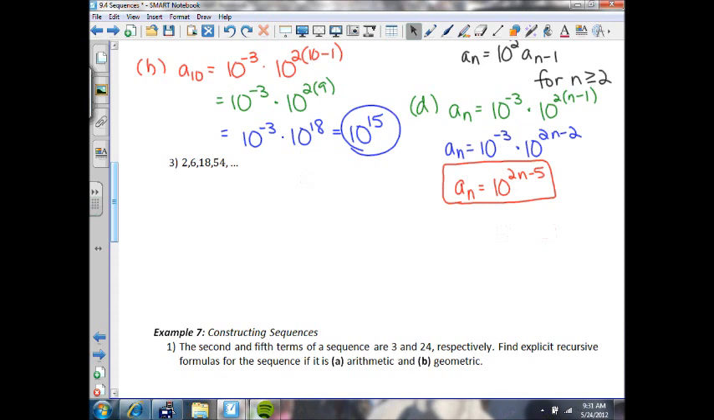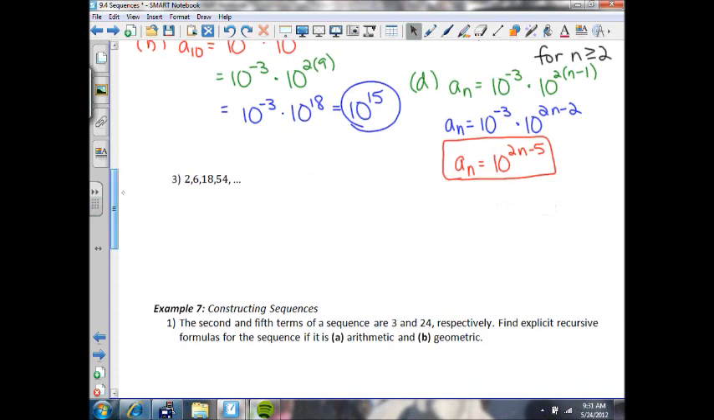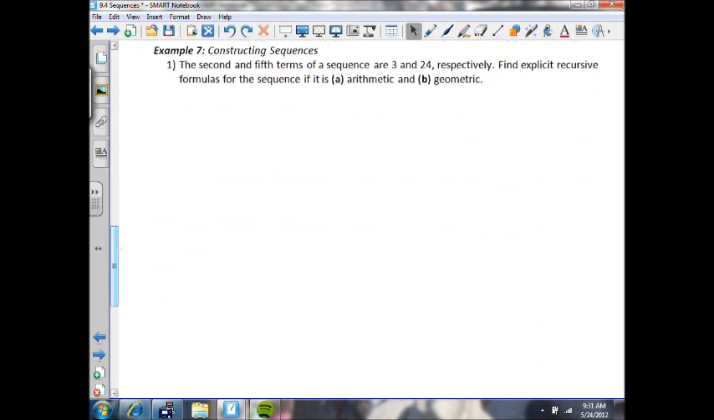We're going to skip number 3 right now because it's just like number 1 and move down to example 7. Now the second and fifth terms of a sequence are 3 and 24 respectively. Find explicit and recursive formulas for the sequence if it is arithmetic and geometric. So this is like a 4-part problem here. So this is if it is arithmetic.